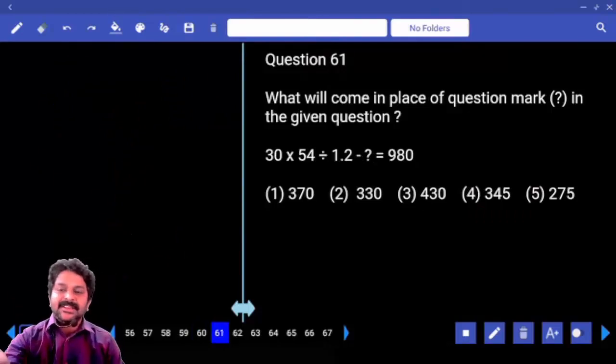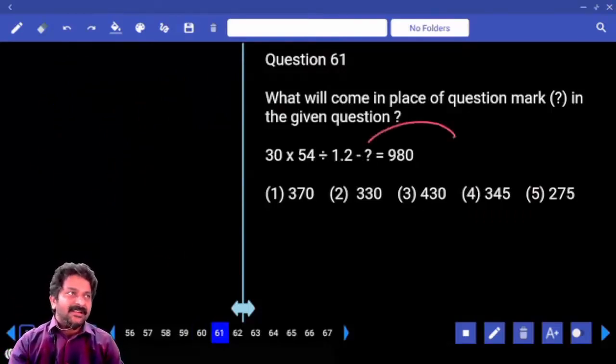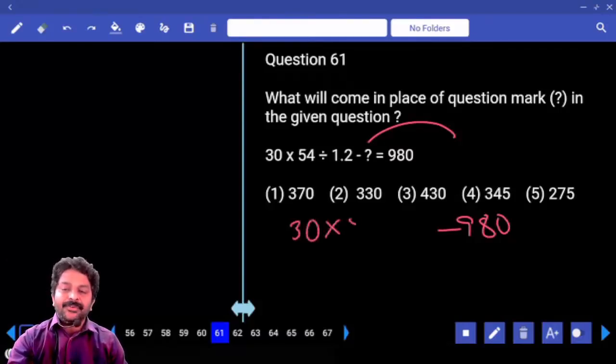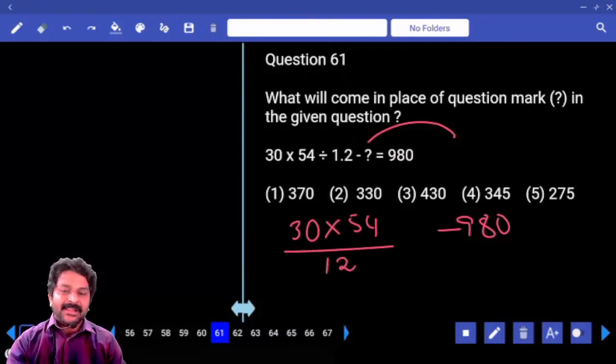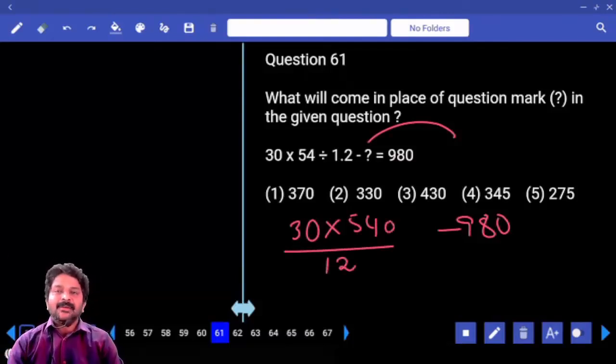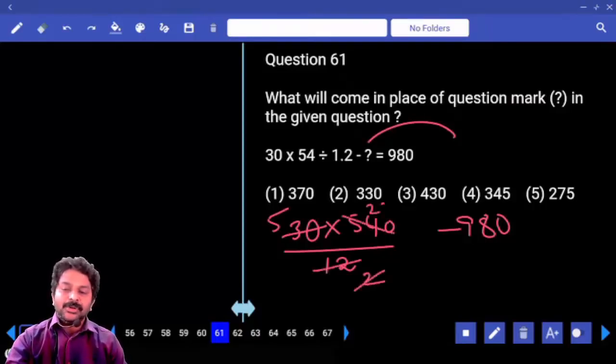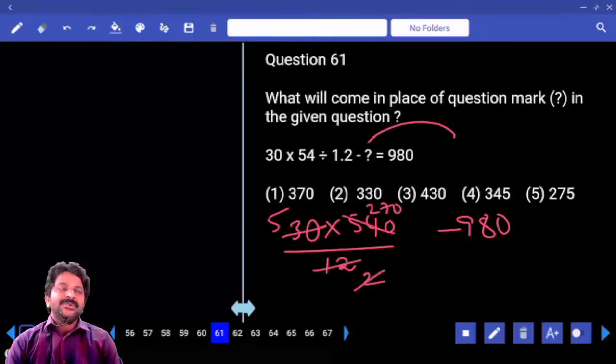Yes, come on, next, take negative number to right hand side. And right hand side 980 will come to left hand side and becomes a negative number. Yes. 30 into 54 divided by 1.2. I'll write it as 12 by 10. 10 comes to numerator. Okay? Right. So now 6, 5 times, 6, 2 times, 2, 270 times, 275 times.